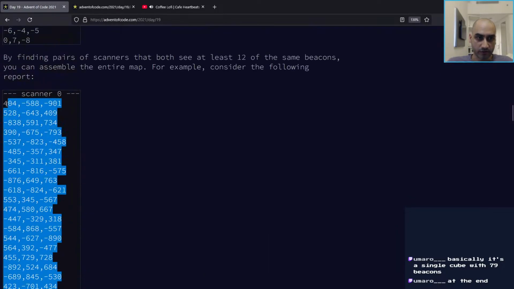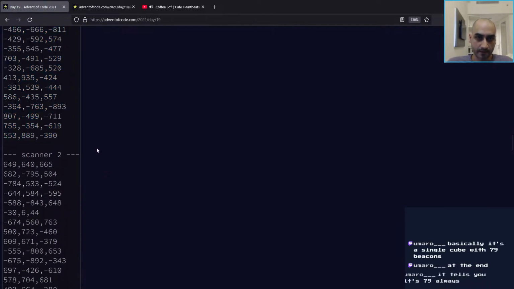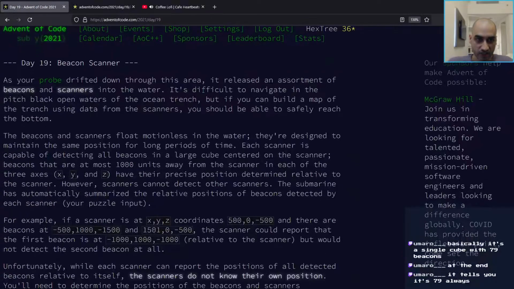say, this number of rows. Or, I don't know, I guess whatever the most number of rows is on any one of these scanners. It tells you it's 79 always, does it? Oh, that changes things.